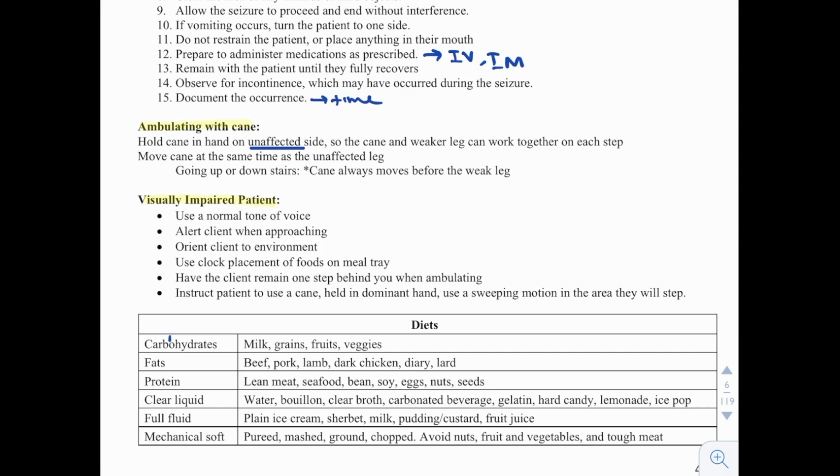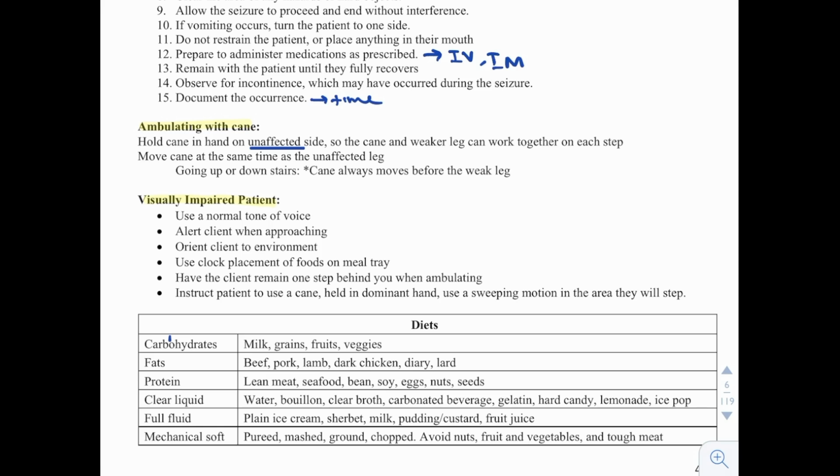When they move the cane, it should be moved at the same time as the unaffected leg. So as they're taking steps forward, when they are stepping with the unaffected leg, that's when they're moving the cane. That's because they're going to have all their weight on that unaffected leg. It's going to be a lot more stable. And then we also want to remember that when going up and down stairs, the cane always moves before the weaker leg. That's again because when that cane is off the ground, there's less stability when they're on the unaffected side.